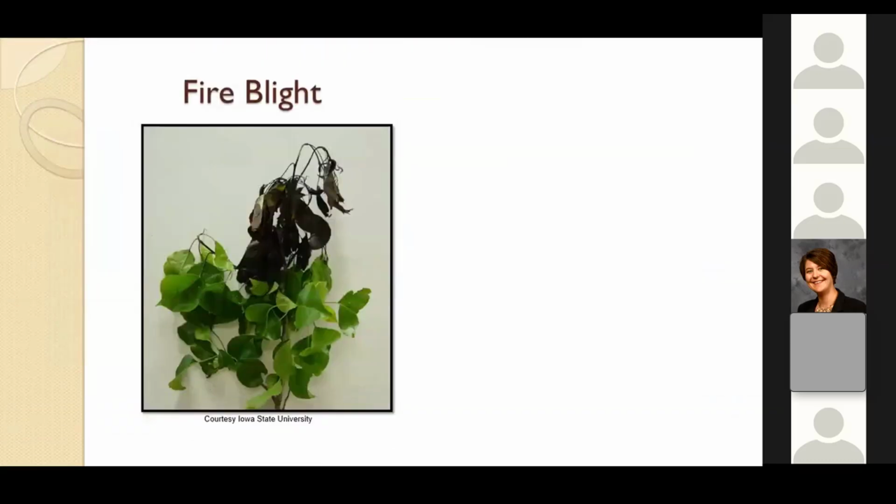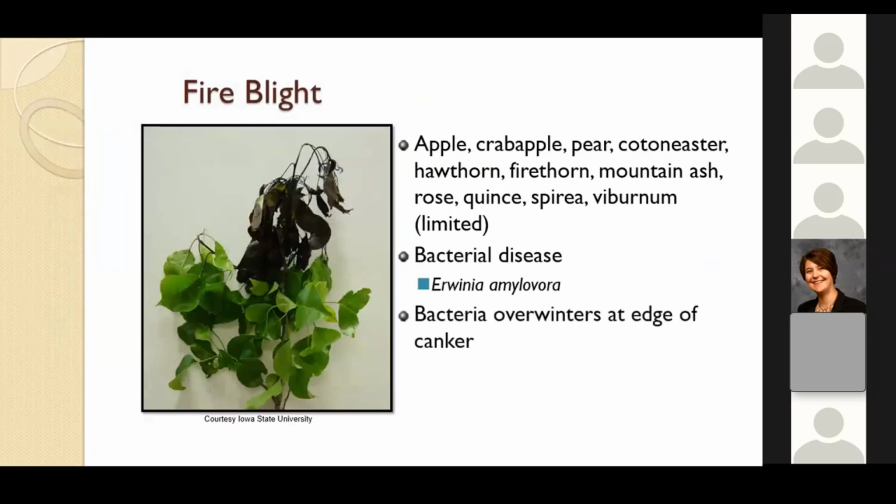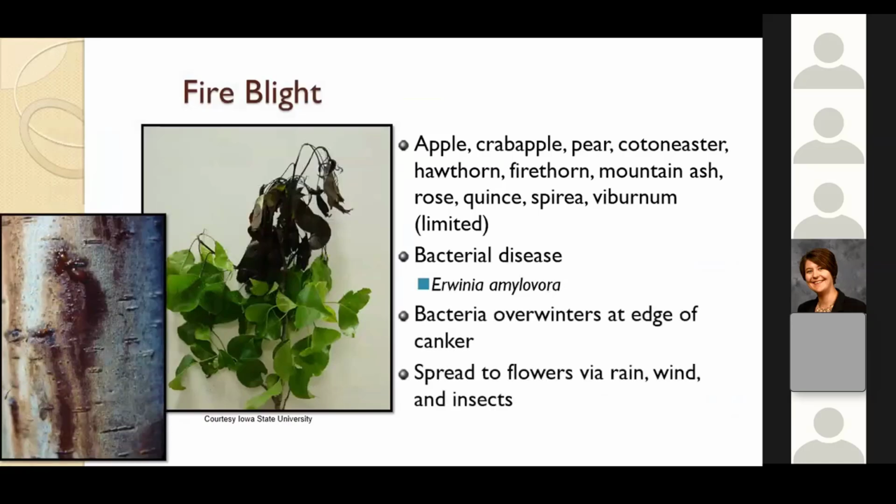Next one is fire blight. It affects apples, crab apples, pear, cotoneaster, hawthorns, and quite a few others. This is caused by a bacterial disease, and so it's another one of those Erwinia pathogens. This bacteria causes these very distinct shepherd's crook and black ends of the shoots, but the bacteria overwinters at the edge of cankers.